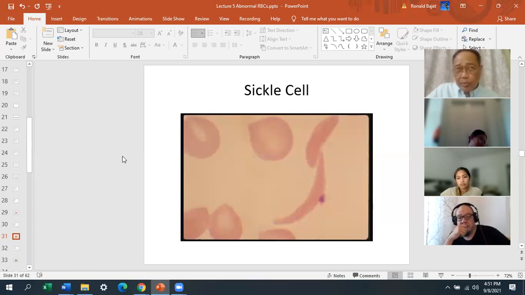Have you guys heard of the terms homozygous and heterozygous? What does homozygous mean? Same. Okay. So in terms of genetics, they have the same gene. Say for example, let's take blood types. If your blood type is AO versus AA, what is your blood type? If you're AO, what is your blood type?